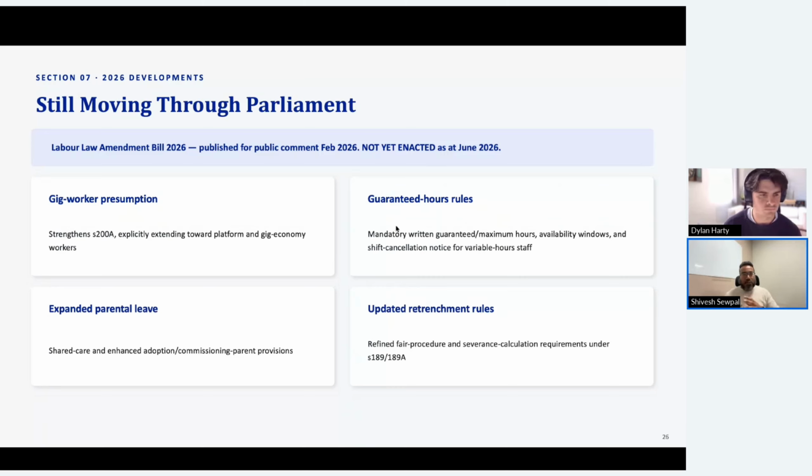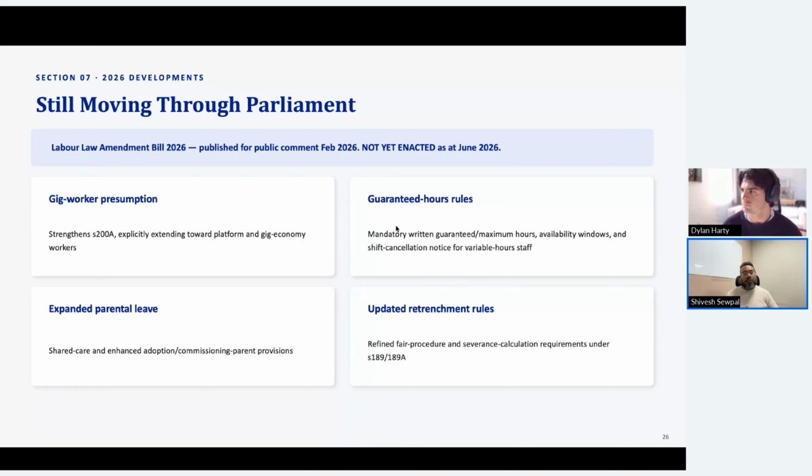Now let's talk about the Labor Law Amendment Bill 2026. As at June 2026, the bill is not yet enacted law. It is still moving through the legislative process. So my message to attendees is prepare for it, monitor it, but do not treat it as binding law yet. The proposals include things like strengthening the presumption of employment for gig and platform workers, introducing guaranteed hours or written hour protections for variable hours workers, expanded parental leave concepts, and changes to retrenchment rules.